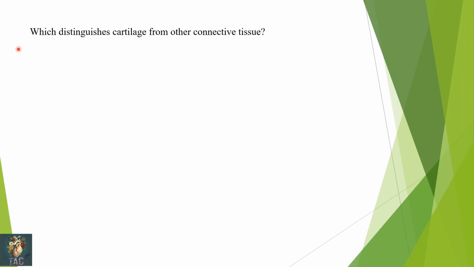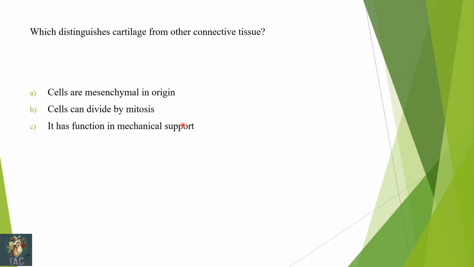Which distinguishes cartilage from other tissue? An important question. The cells are mesenchymal. Cells can be divided by mitosis. Each functions in mechanical support. It lacks blood vessels, and the matrix is rich in collagen. All other features resemble cartilage and connective tissue, except that cartilage lacks blood vessels, and this is the answer.